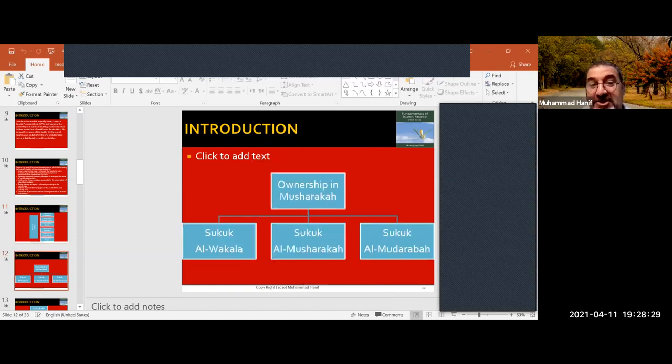Ownership in musharaka may be Sukuk al Wakalah, Sukuk al Musharaka, and Sukuk al Mudarabah. Wakala means you are getting money together and doing business. The person who is doing business for you will charge a fee. So we say it's a Wakala. Sukuk al Musharaka: you are bringing money together, and the one who is managing is also contributing money. So it becomes a shirka between you and the managers.